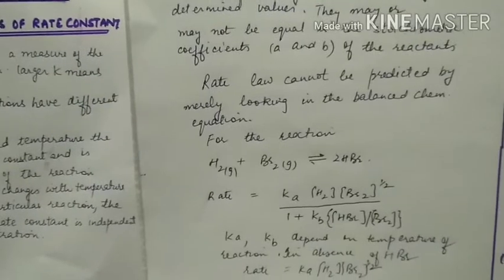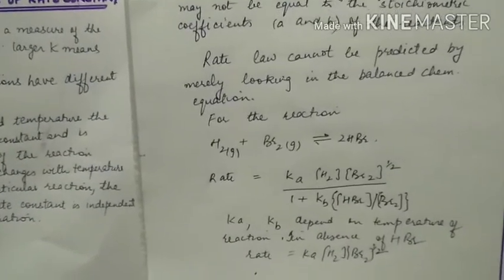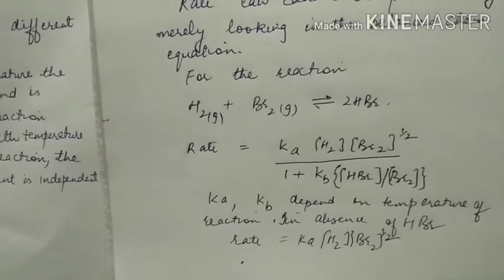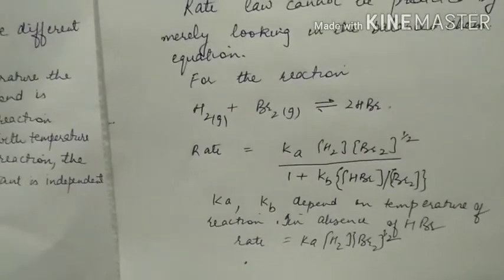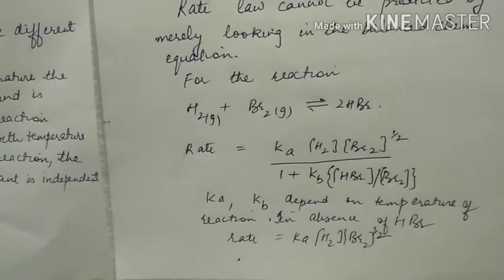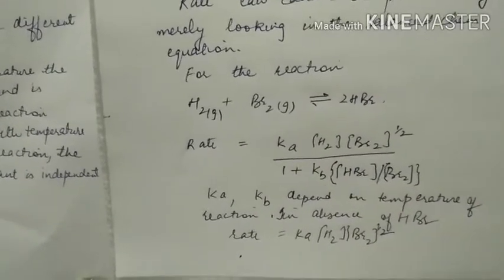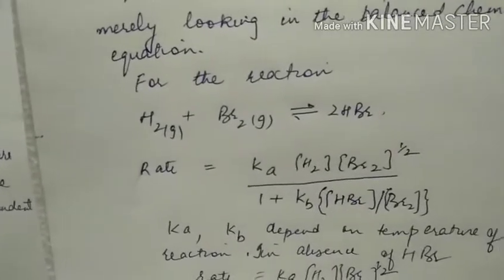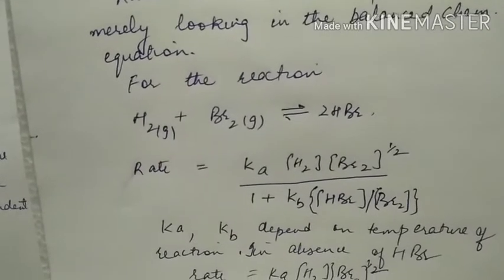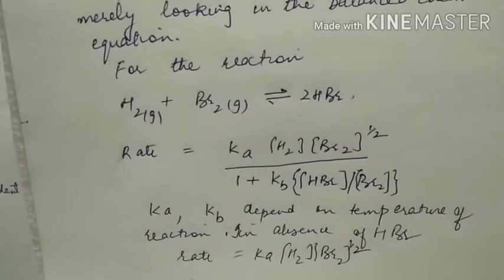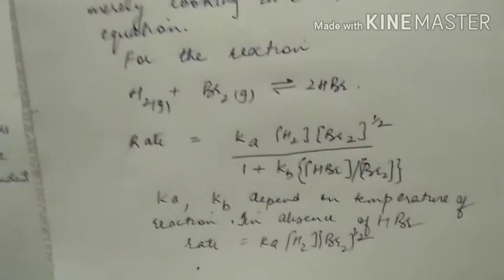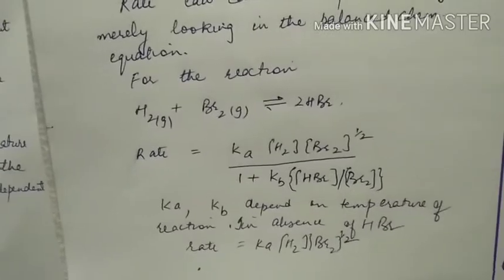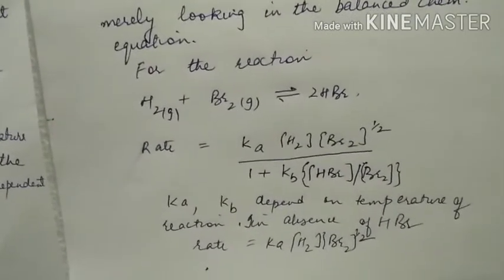Rate law cannot be predicted by merely looking at the balanced chemical equation. For example, hydrogen plus bromine gives 2 HBr, and the rate law expression as determined experimentally is very complex. Here the rate is equal to Ka into concentration of H2 into concentration of Br2 raised to power half upon 1 plus Kb into concentration of HBr upon concentration of Br2. So this is a very complex equation.